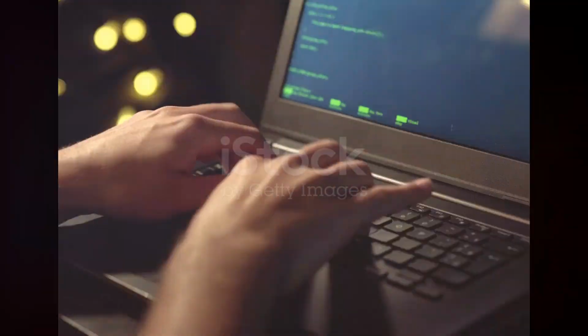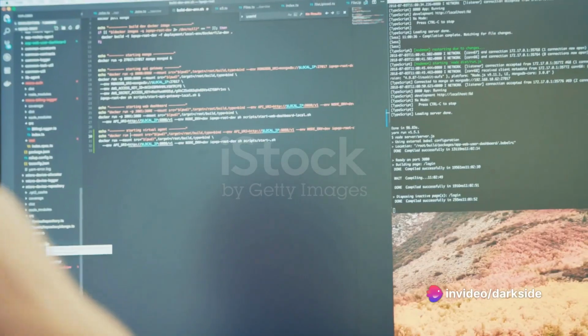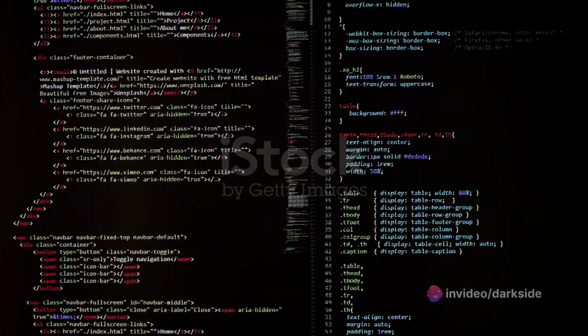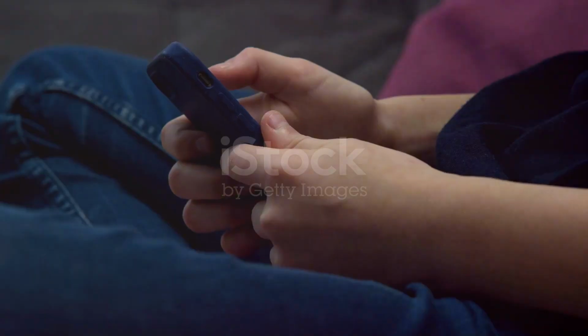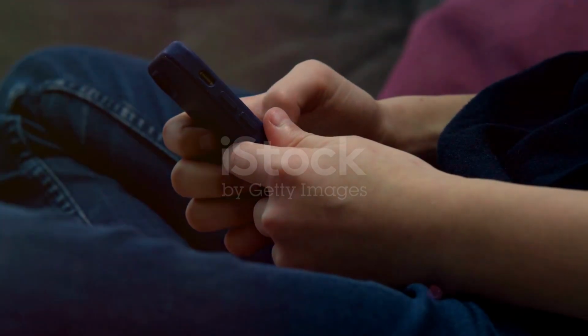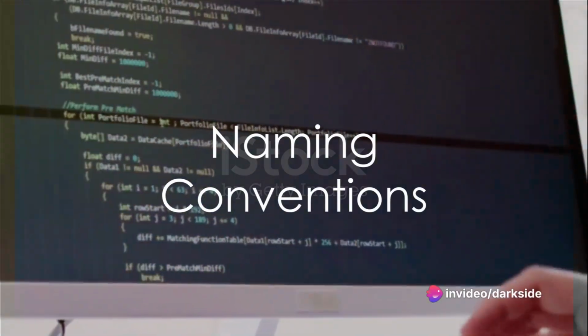Speaking of readability, PEP 8 has rules about line length too. It suggests keeping lines to a maximum of 79 characters. This isn't just an arbitrary number, it's based on the fact that lines longer than this can be hard to read on smaller screens. Another integral part of PEP 8 is naming conventions.